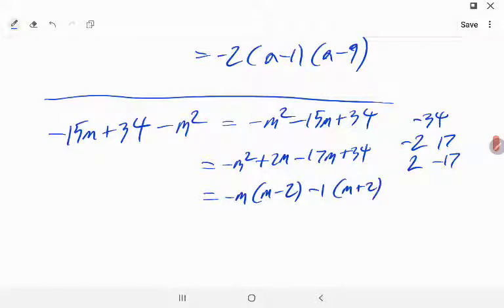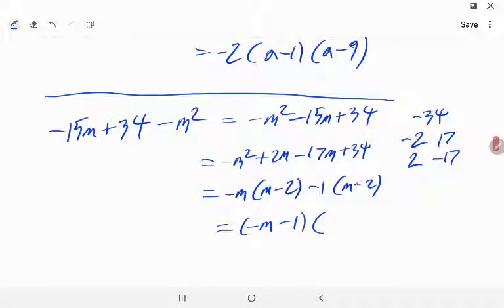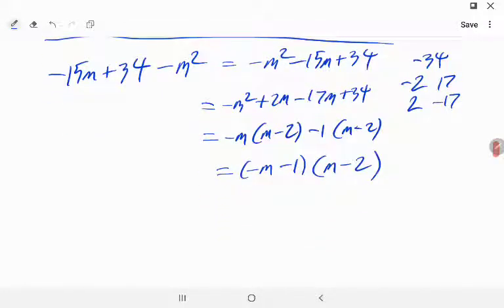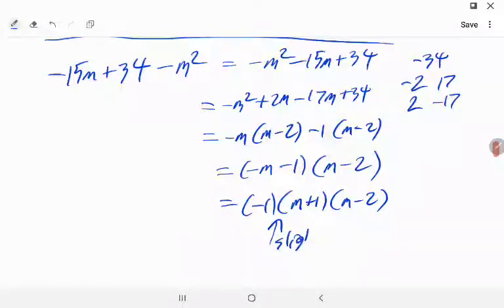So we get negative m times the quantity m minus 2, minus 1 times the quantity m plus 2. And so we get negative m minus 1 times the quantity, the second one should have been m minus 2. Notice if we don't get the same sign, that means we have a problem. m minus 2. And so we could leave it like that. We could also write it as negative 1 times the quantity m plus 1 times the quantity m minus 2. This is a slightly preferred format, but there's not really that much difference.